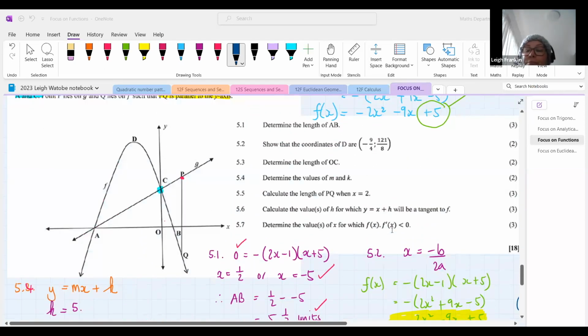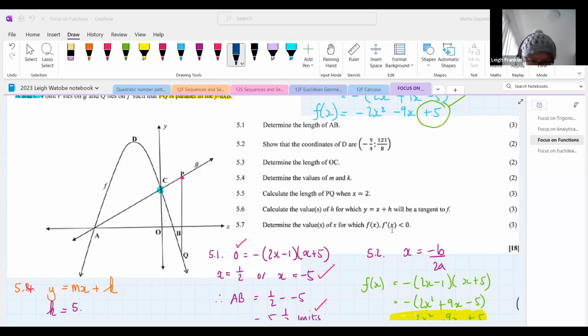Cool. Let's move on. The questions now start to become a little bit more difficult. Question 5.6 and 5.7 are going to require some sort of deep conceptual understanding of functions if we want to be able to answer them and access these marks. If not, we have to be happy with 12 out of 18, but if we want more than that out of 18, we've got to be able to do the more difficult work as well. All right, so let's see what question 5.6 is asking us.